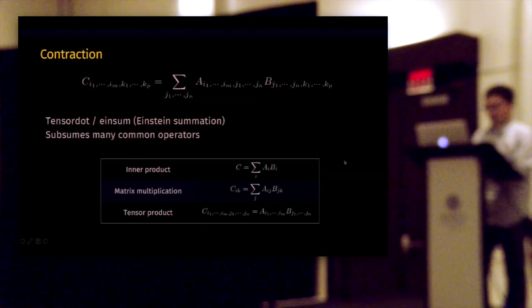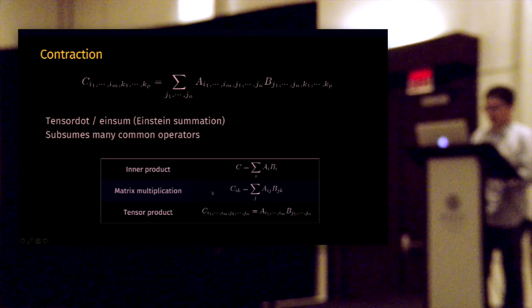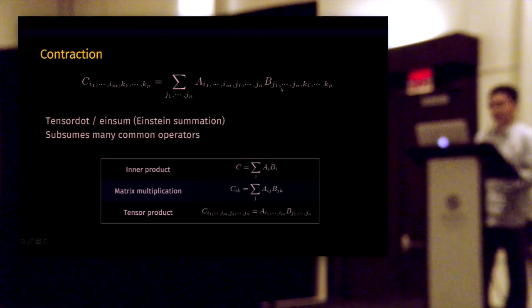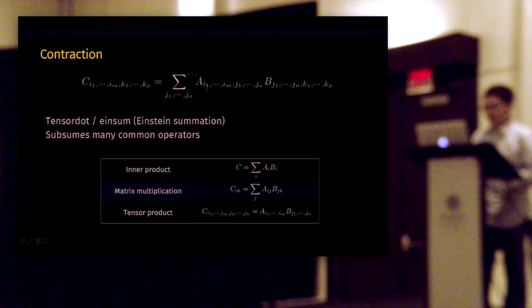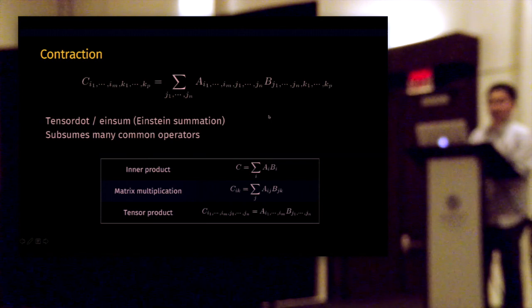A more complicated example would be contraction. This is a generalized form of a lot of linear algebra operators like inner product, matrix multiplication, tensor product, or whatever. Basically, we have two tensors of arbitrary dimensions. We want to align some of these axes, J here, and these aligned axes are summed over, so they're gone in the output tensor. This is variously called einsum or tensordot in various Python libraries. This is quite crucial in a lot of deep learning applications.